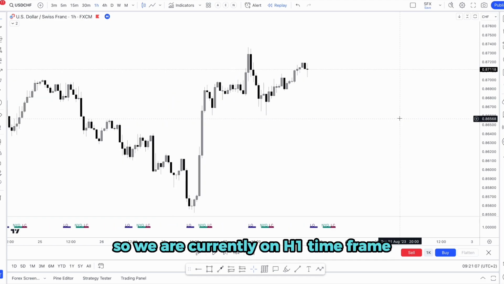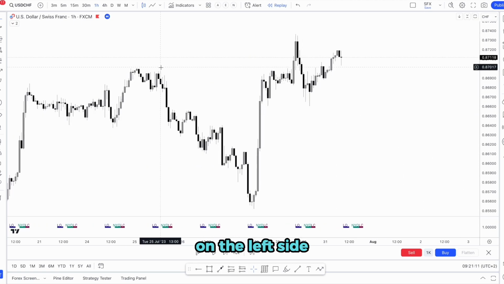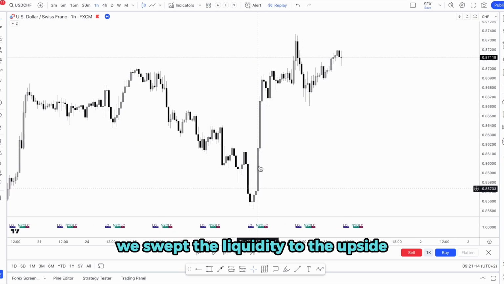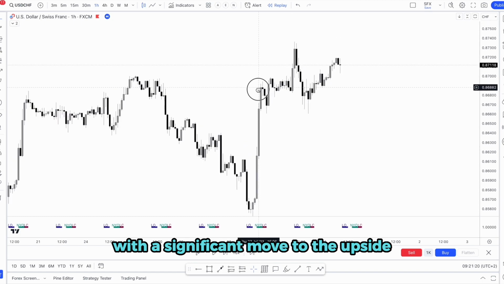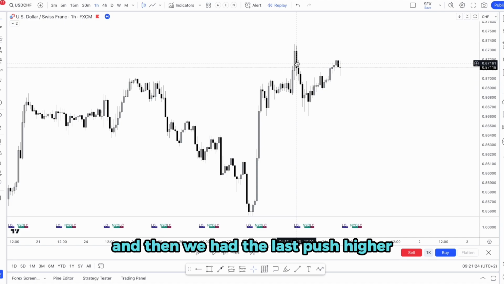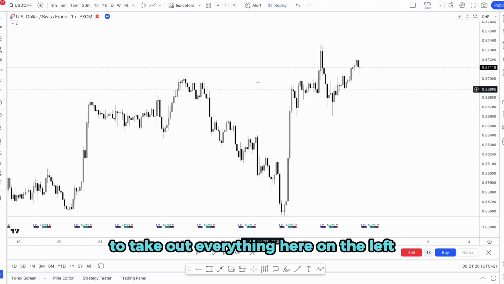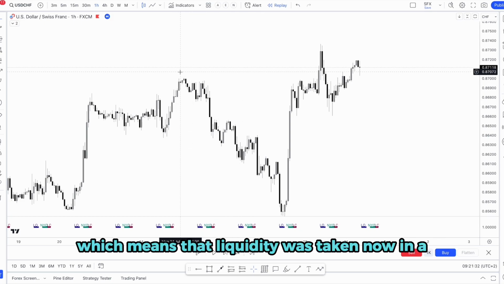So we are currently on the H1 time frame, and as you can see on the left side we swept the liquidity to the upside. All those short-term highs were taken out with this significant move to the upside, then a small structure was created, and then we had the last push higher to take out everything here on the left. So everything on the left was taken out, which means that liquidity was taken.